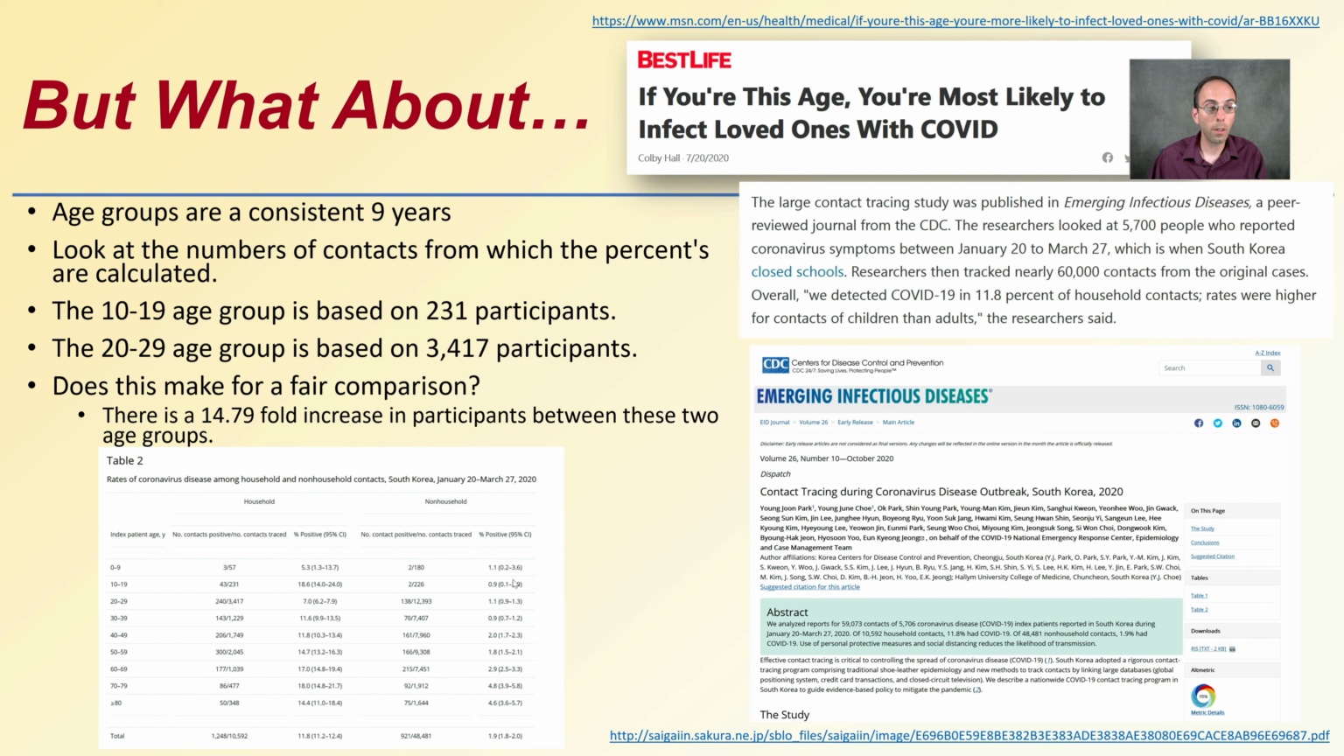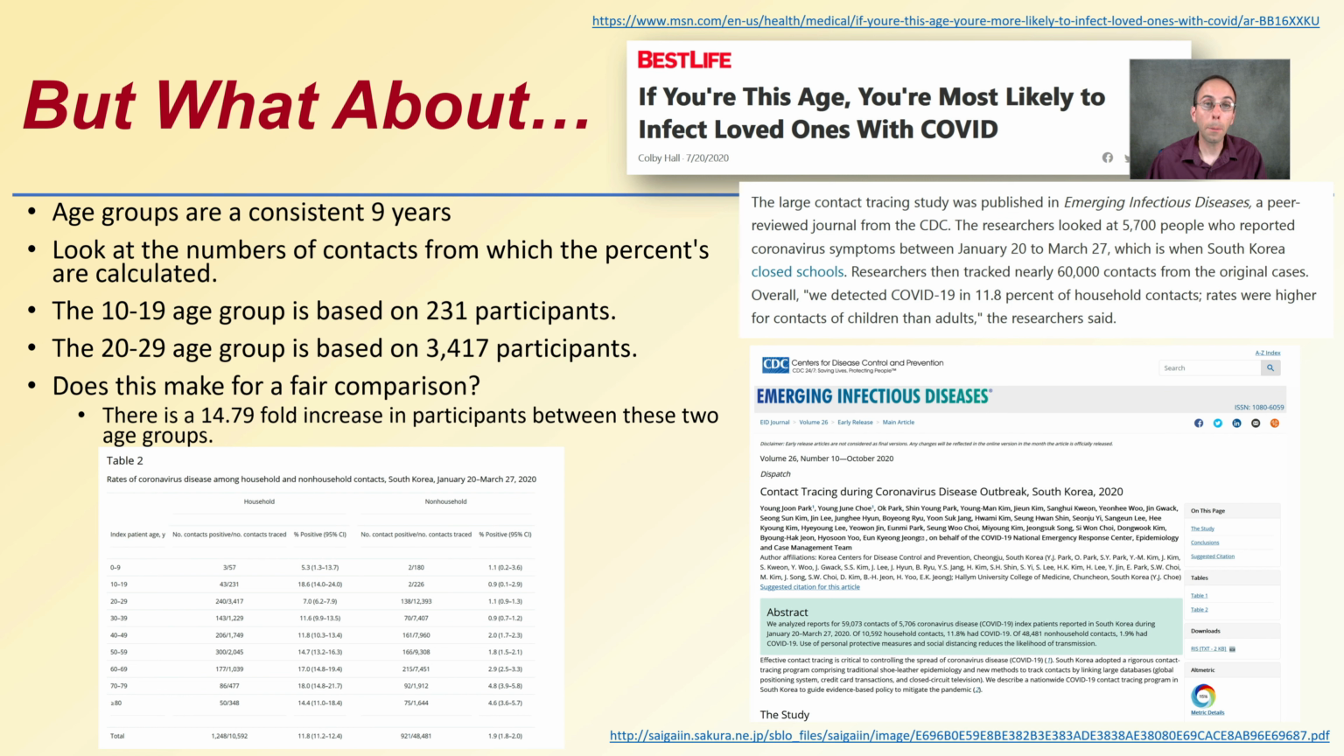Well, the age groups, and this is the data table too, their age groups are consistent every 9 years, which is great to see. If you look at the numbers of contexts in which the percentages are calculated from, because this study is focusing on percents, well, in the 10 to 19 age group, it's based on 231 participants. However, the next age group up, the 20 to 29 age group, is based on 3,417 participants.